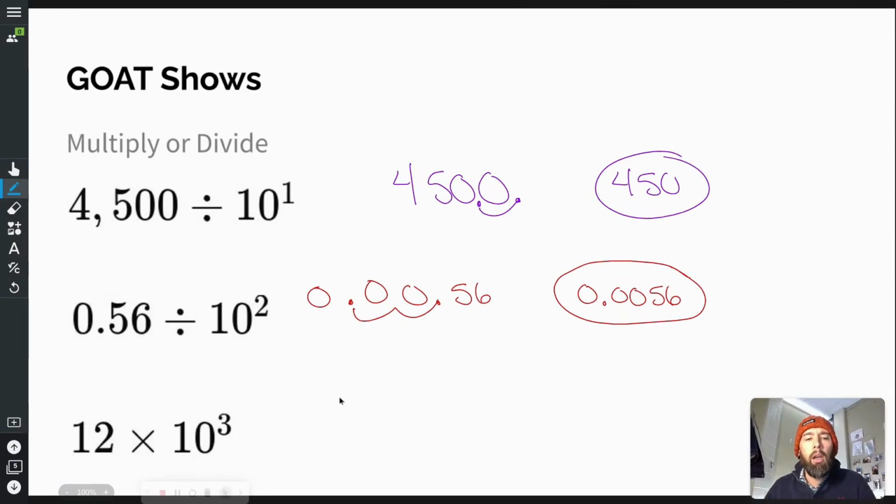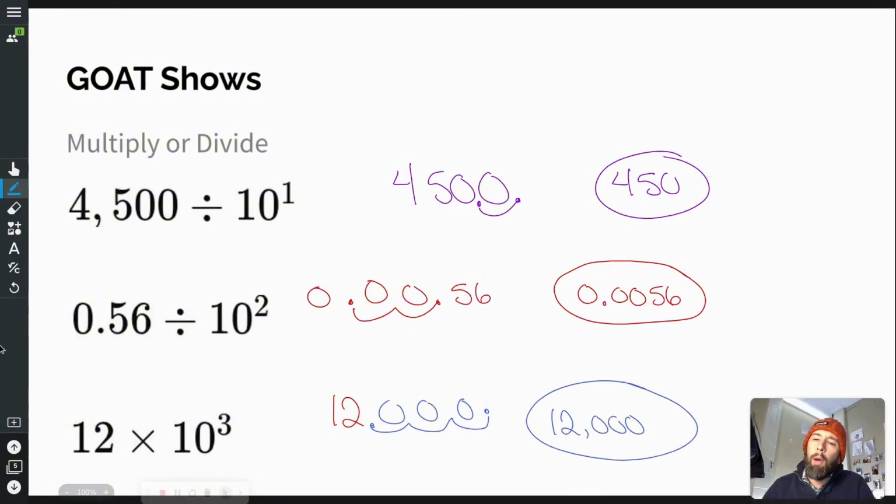All right, finally, 12 times 10 to the third. Let's move our decimal, it should be there, to the right, 1, 2, 3 times. Fill it in with zeros, unnecessary decimal at the end, so we end up with 12,000.